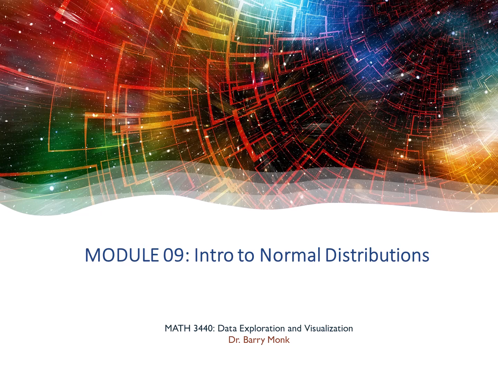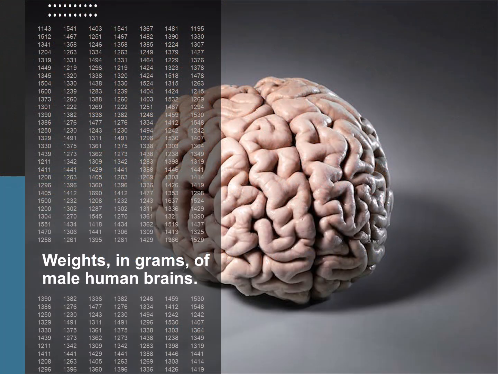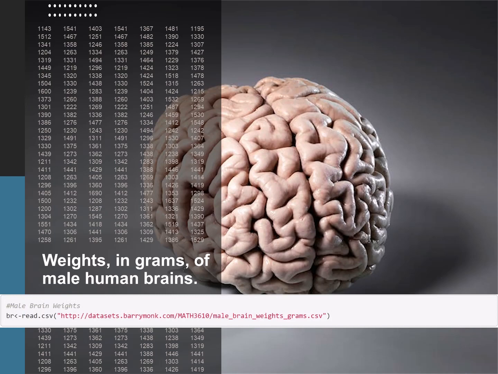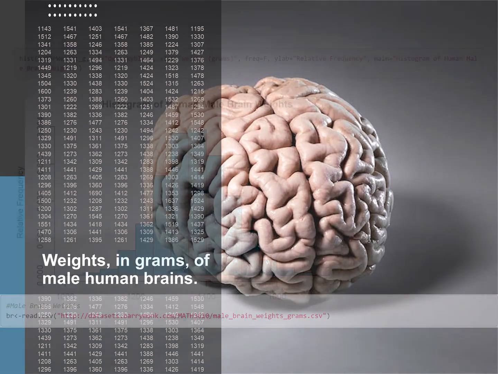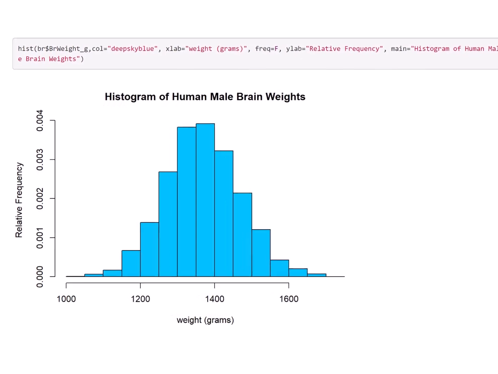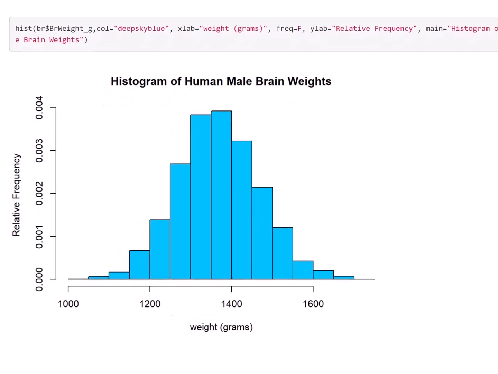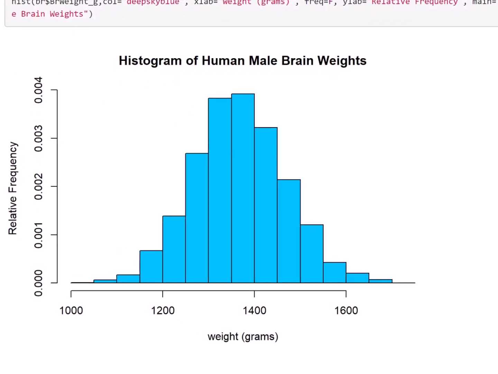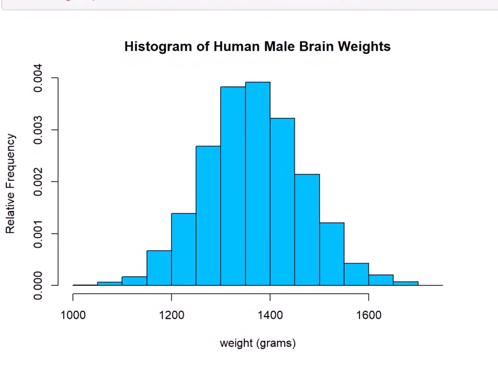Let's start off this lesson with considering a data set that consists of the weights in grams of human male brains. We can visualize a histogram of the weights. Notice the shape. It is unimodal and symmetric. We discussed these types of bell-shaped distributions in an earlier lesson.